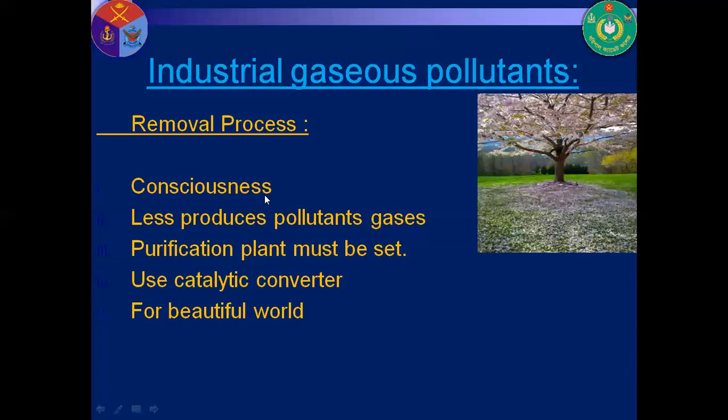For this reason, at first we need to be alert to reduce the production of these types of gases. Then we use a purification plant to purify these gases and convert them into environment-friendly gases. We use a catalytic converter which converts them into environmentally friendly gases. Suppose carbon monoxide to carbon dioxide, which is very important for plants. So for a beautiful world, we must reduce the production of these gases for our safety.